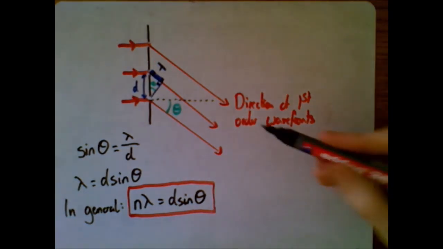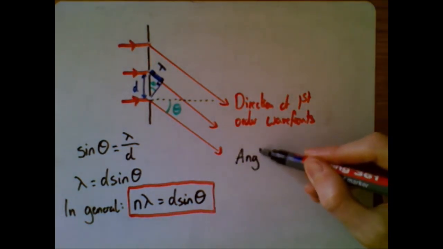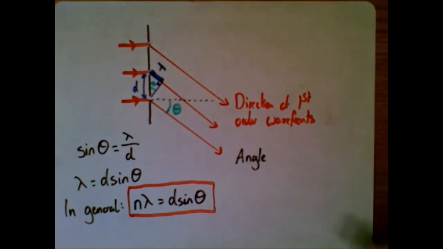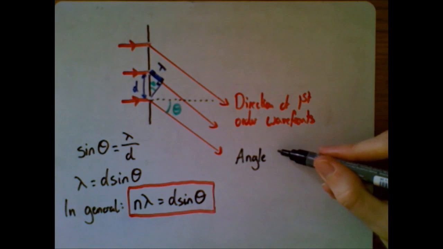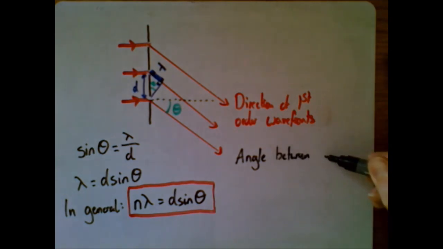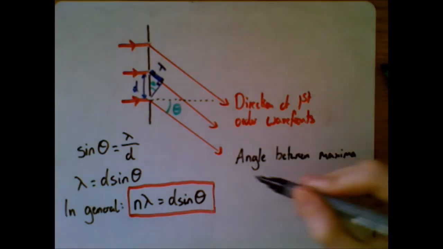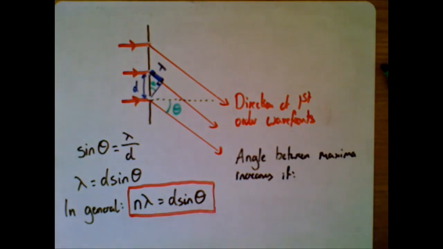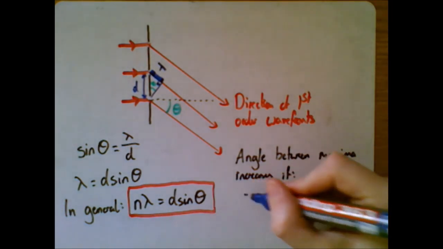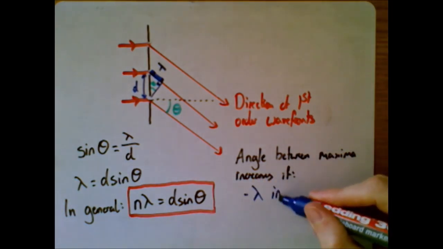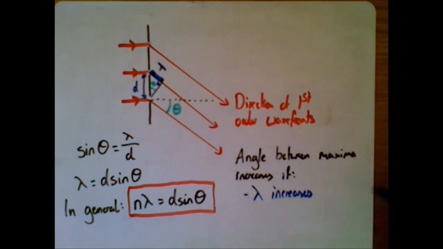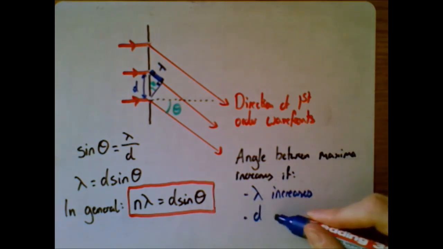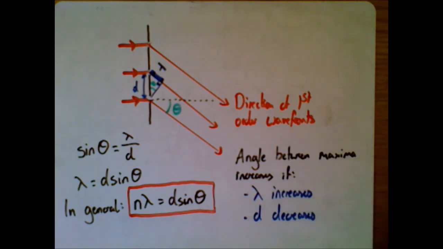So from our formula, we can conclude a couple of things. Let's think about what would cause the angle between the maxima to increase. The angle between the maxima increases if, well, there are two things you could change: either lambda increases, in other words a higher wavelength, or d decreases, in other words you have a smaller separation between the slits.